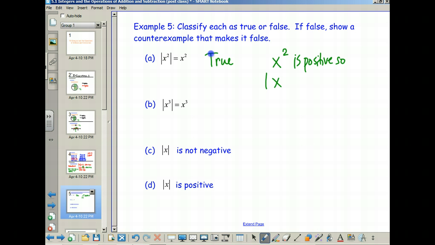So the absolute value of x squared equals x squared. That's by definition. How about x cubed? That is false.